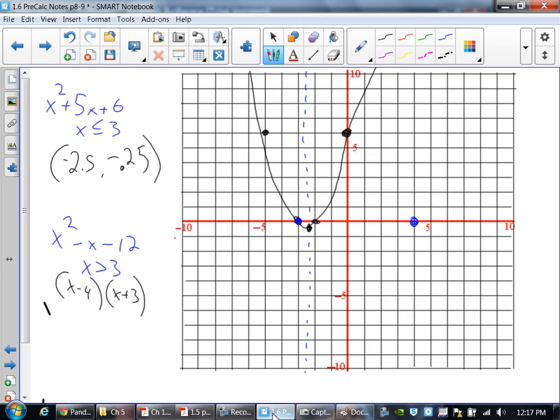Really didn't want to wind up with the same zero. Whatever. What happens halfway between those two values? Okay, so what's 4 plus negative 3? 1. What's half of that? 1/2. So my axis of symmetry is going to be at 1/2.